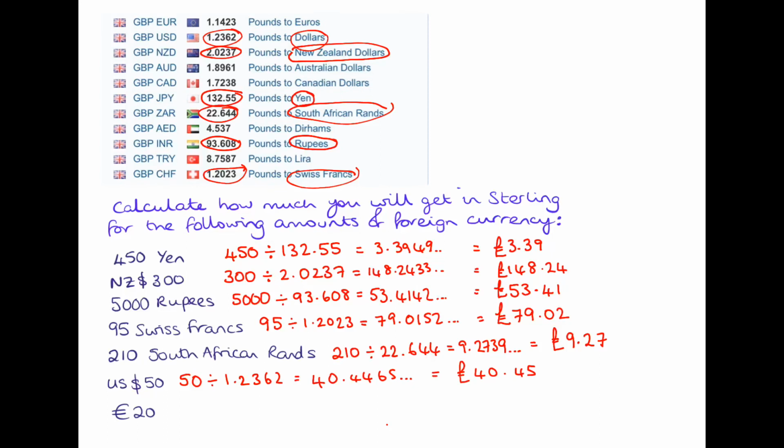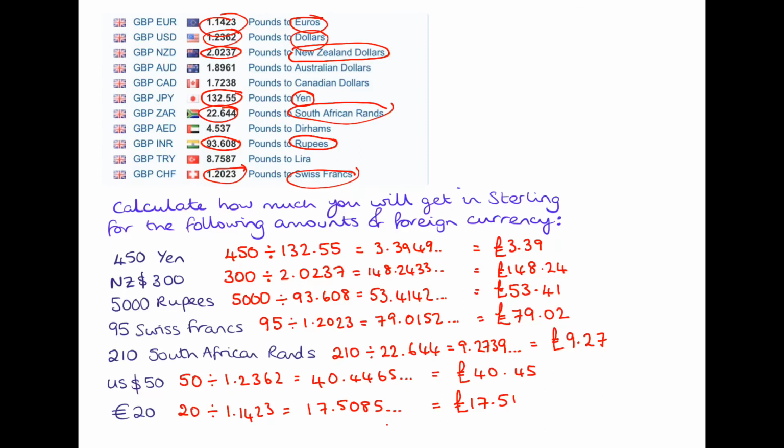Remember the euros symbol? So we're looking for euros, which is here. So we've got 20 divided by 1.1423. Oops. And we get 17.5085. So that will give us £17, and when we round it correctly to 2 decimal places, we get 51 pence. Okay, so you've got some practice questions to do on this.